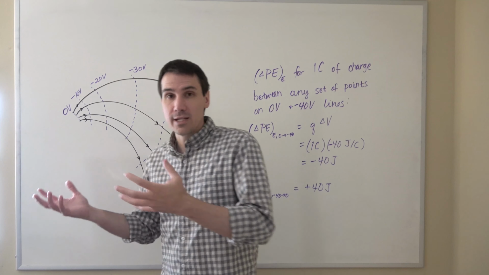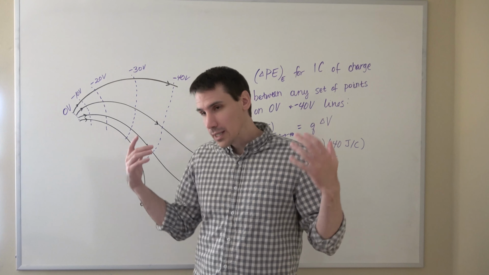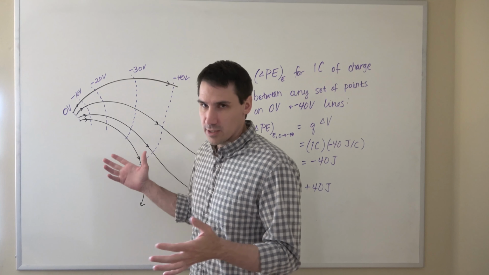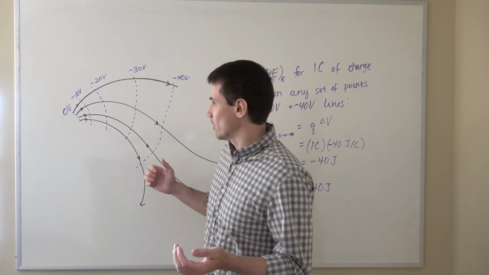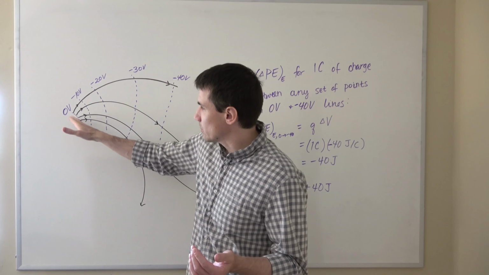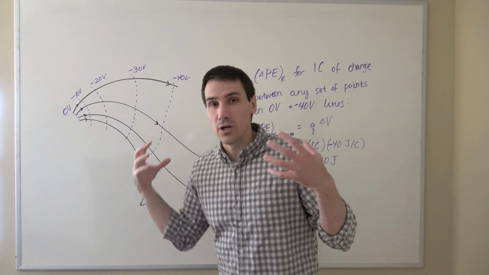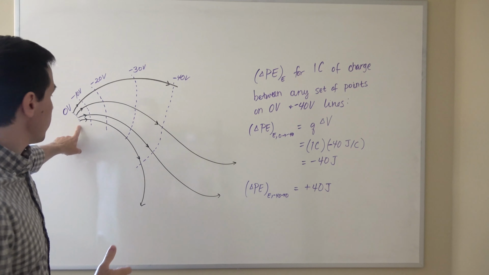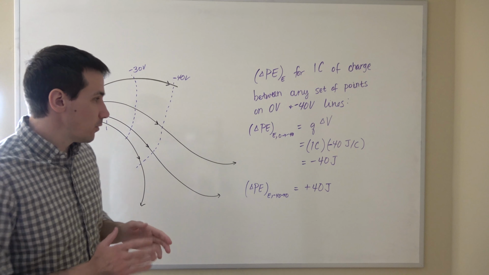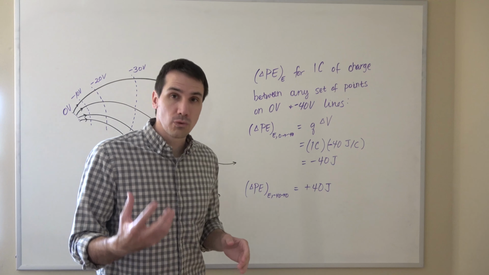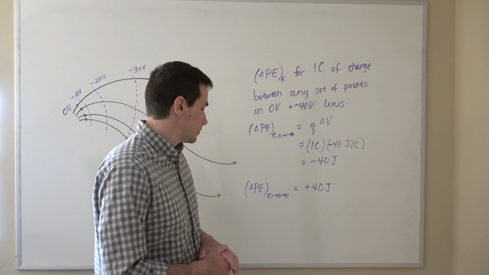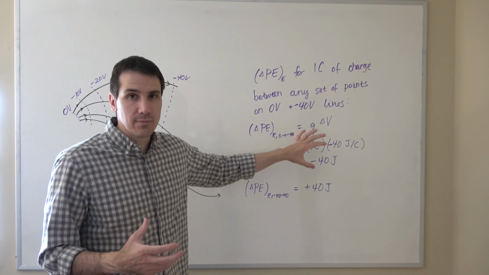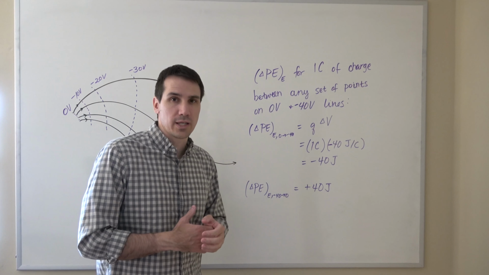So this could be in outer space and we have some free protons floating around, since protons will never move within a solid material. Maybe we're in the sun where there's strong electric fields. We have some protons that are going to follow these field lines, and we want to know how much energy they gain or lose. Well, if they move from the 0 volt to the negative 40 volt, they will lose 40 joules of energy as they do that. These protons will be moving in the direction of the electric force on them, and therefore they will be losing potential energy when they do it.